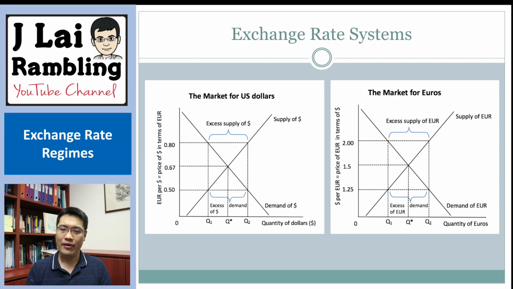So here we expect in the US dollar market there will be an excess supply of dollars, because people don't want them. And as we can see here, if we just do 1 over 1.25, it's 0.8.